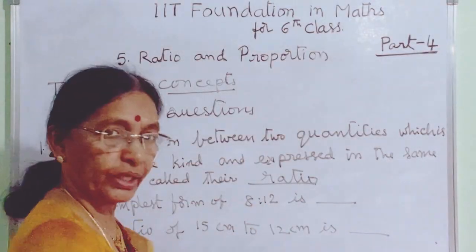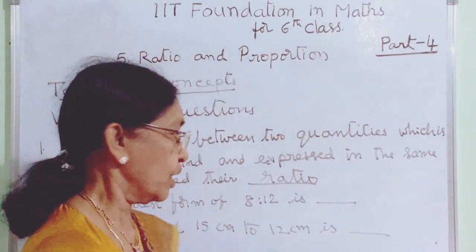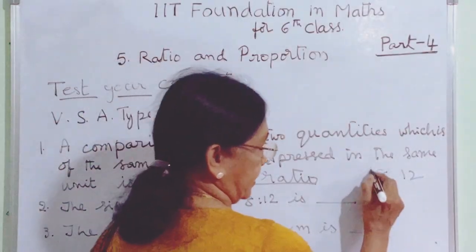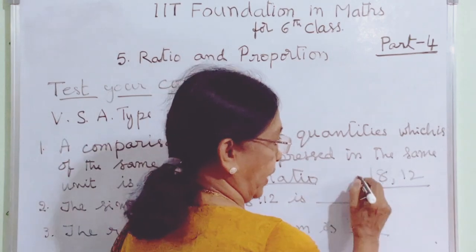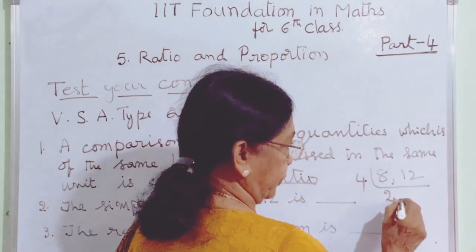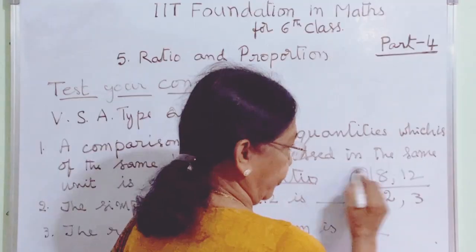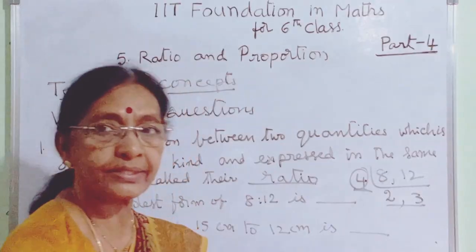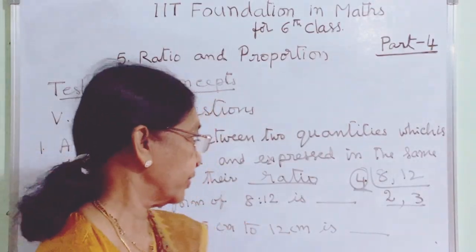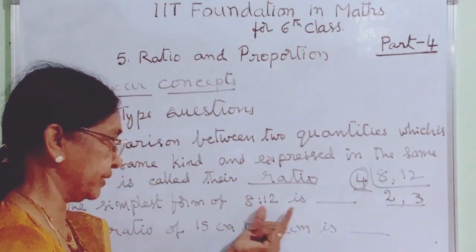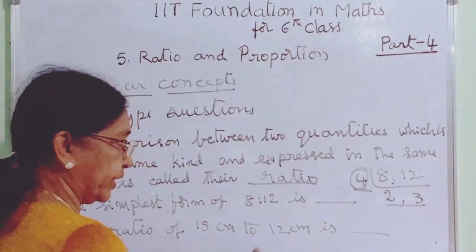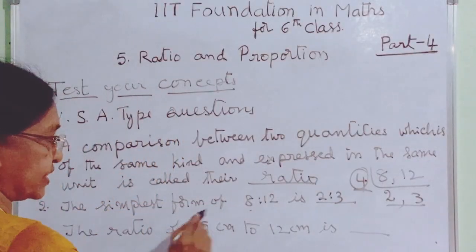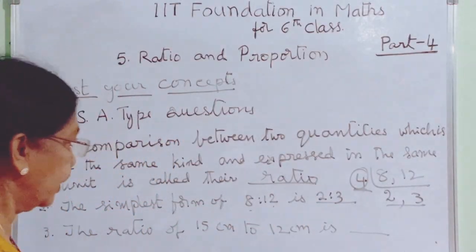8 and 12 are both divisible by some number, so we will find the HCF, the highest common factor, of 8 and 12. Both are divisible by 4: 4 2s are 8, 4 3s are 12. These two are not divisible by any common number. Therefore 4 is the highest common factor of 8 and 12. If we divide each term of this ratio by 4, we get 2:3. Therefore the simplest form of 8:12 is equal to 2:3.